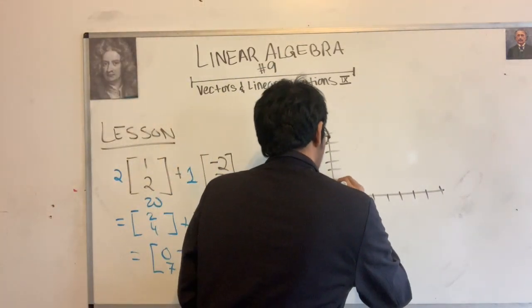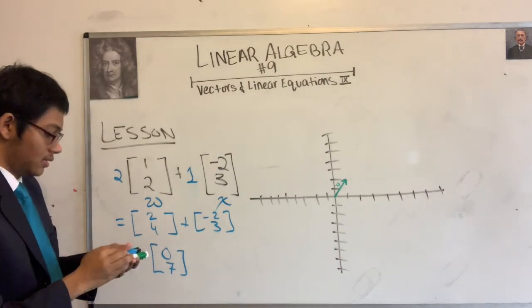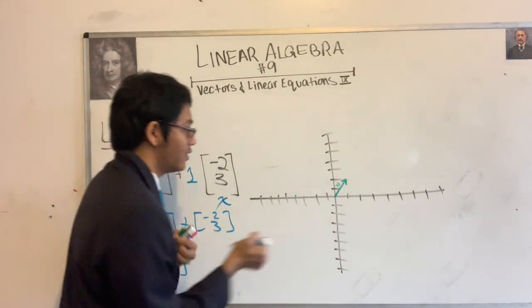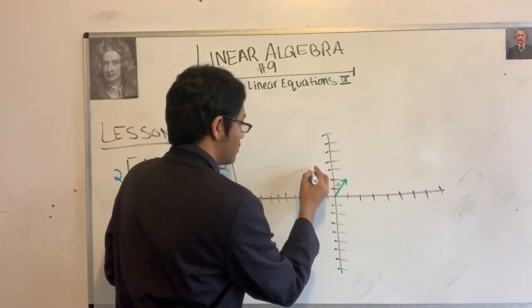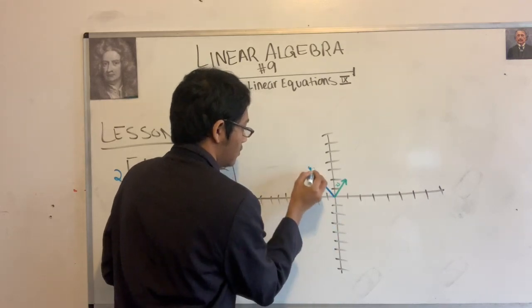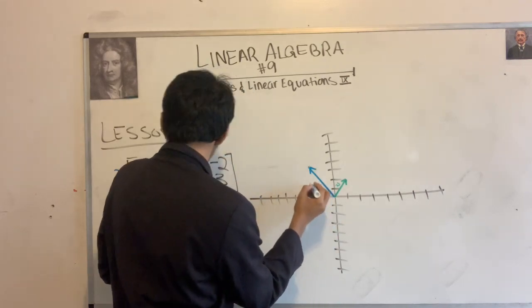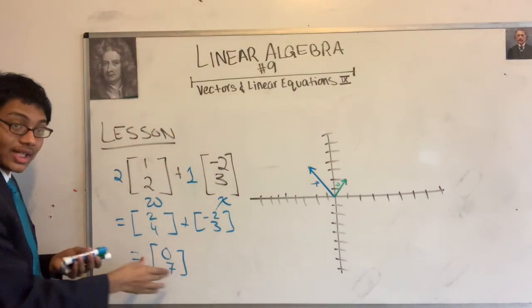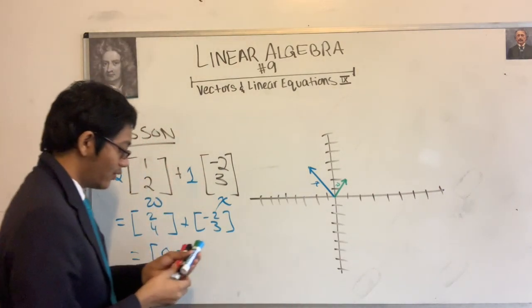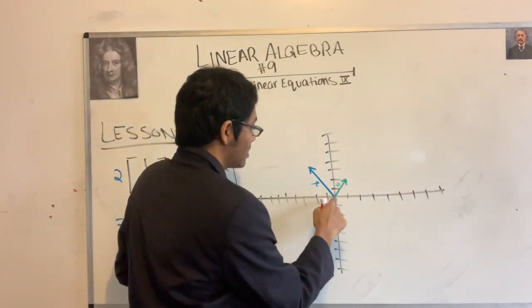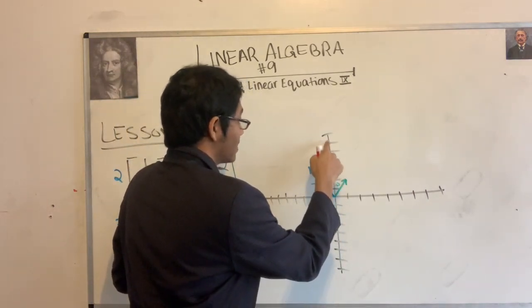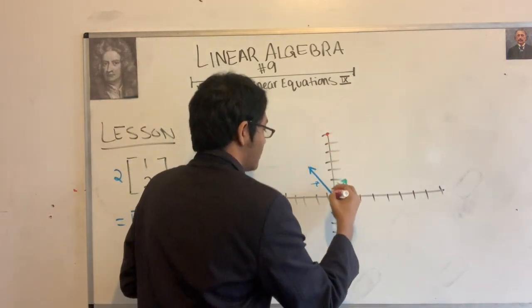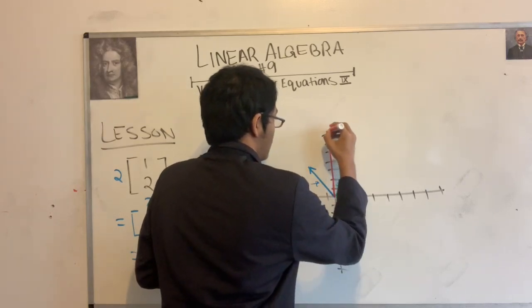And then -2, 3 would be facing backwards, and a bit taller. So let's call this vector X, right? And my resultant vector is 0, 7. So let's see where 0, 7 is. 0, 7 is 1, 2, 3, 4, 5, 6, 7. Wow, I got lucky. Just a straight line.